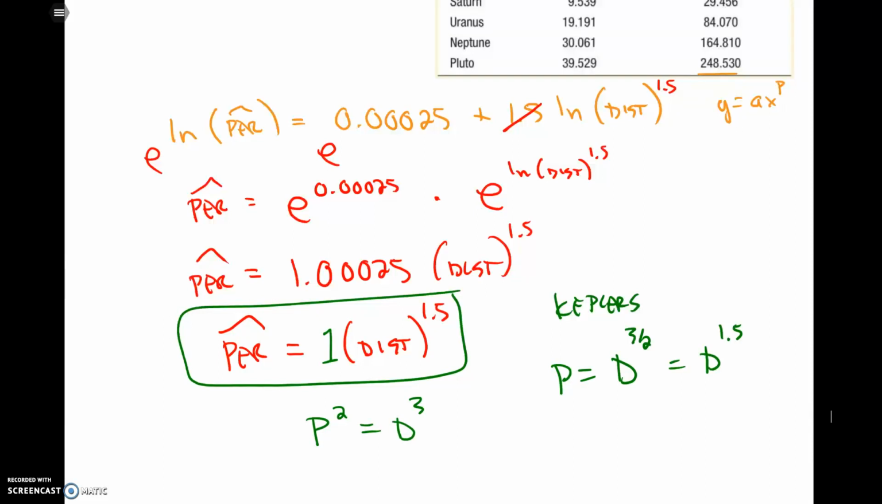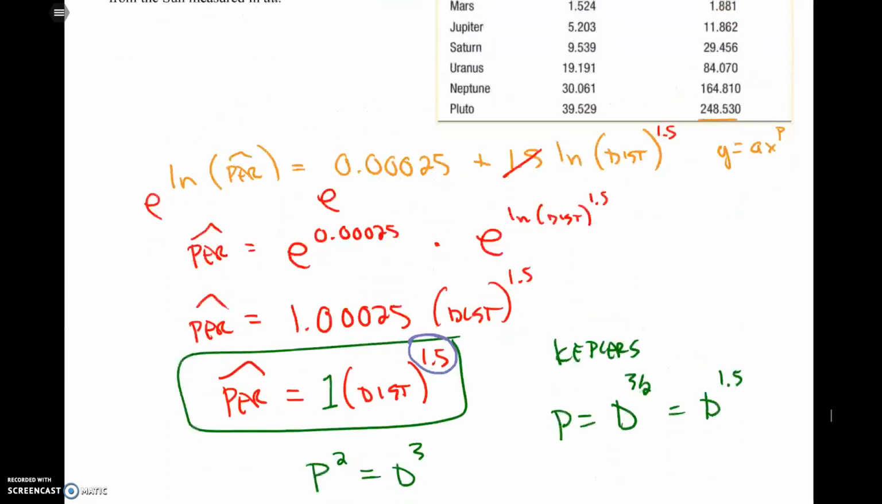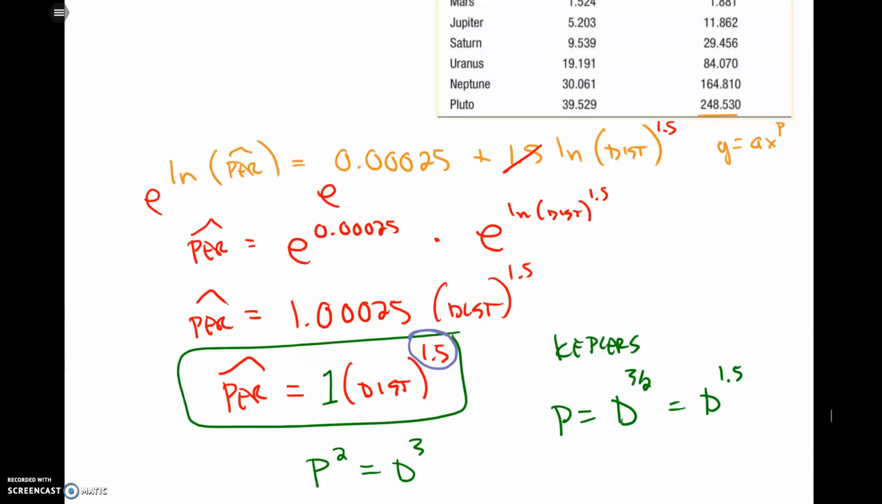Regardless, though, it would have taken us maybe considerable time to try to find the right power to use here. I might have squared the distance, square rooted the distance, cubed it. You know, how would you have found the 1.5 power? This model finds the power for you.